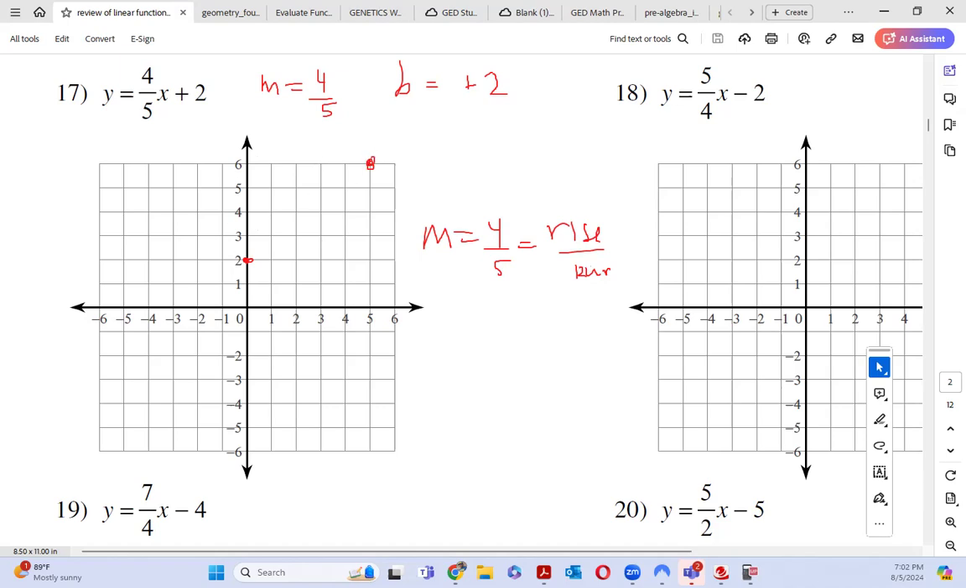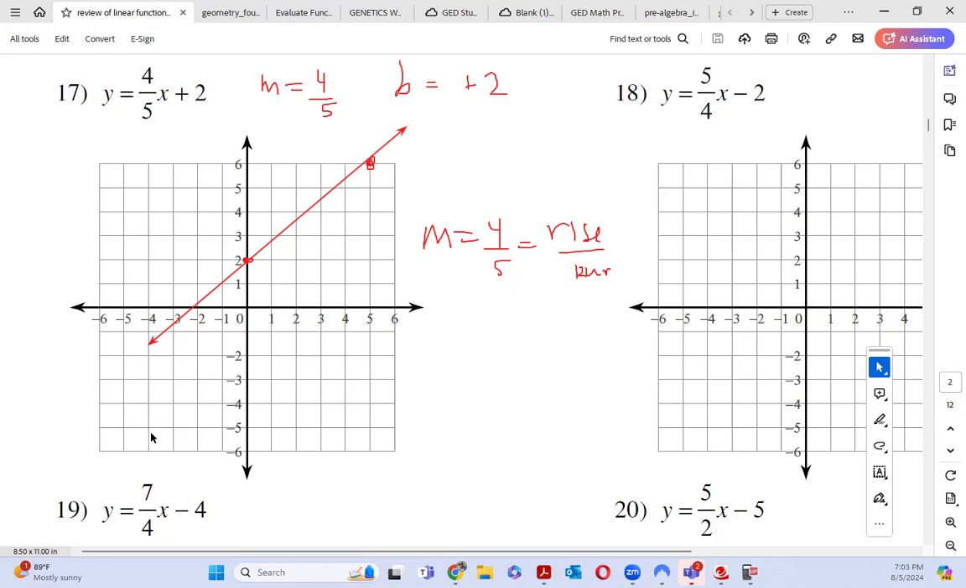Now, how do I get my line? I connect those two points. Boop. I just graphed my line. That easy. That's how you graph an equation of a line. Take the equation, find the slope, find the y-intercept, put the point for the y-intercept, and use the slope to get to the second point. You should be able to graph, I don't care what equation they give you.